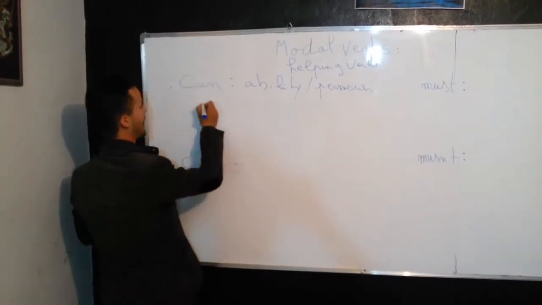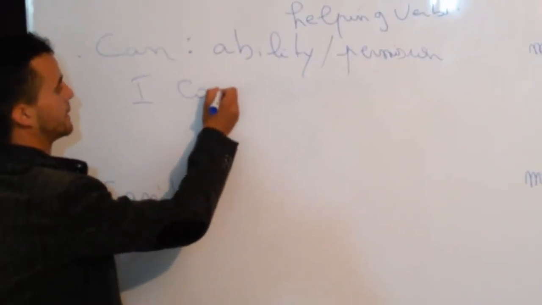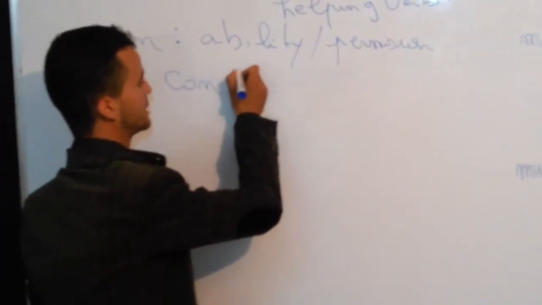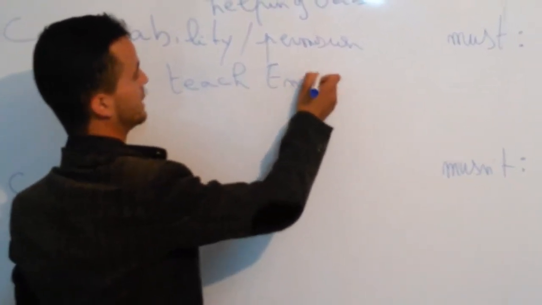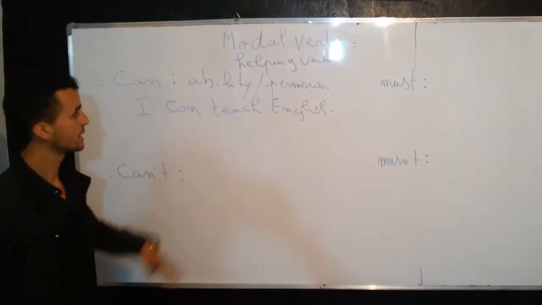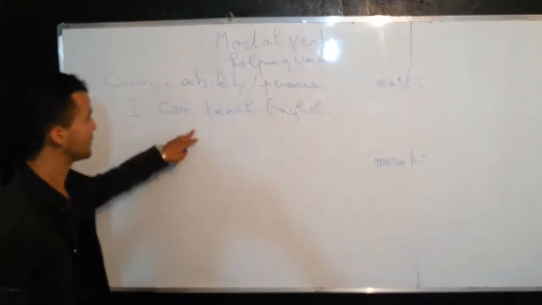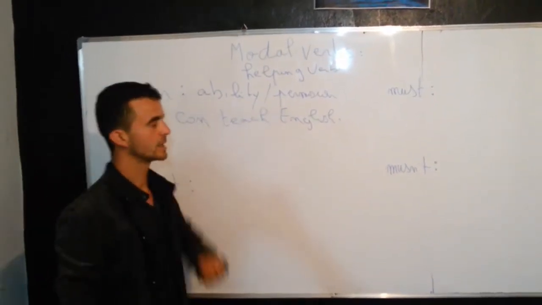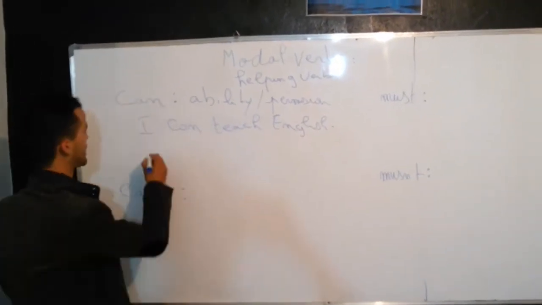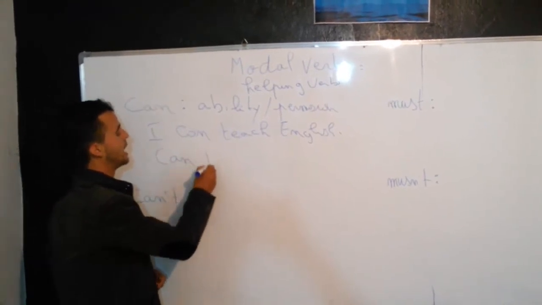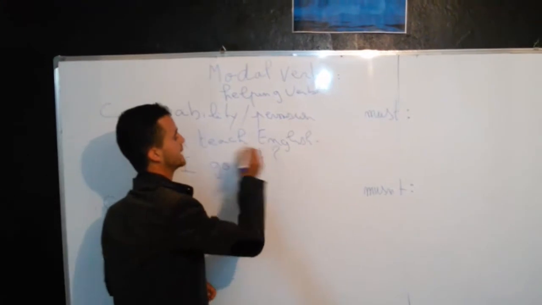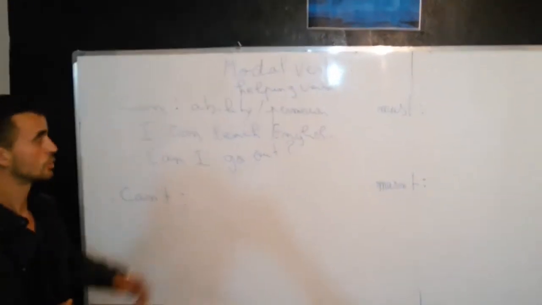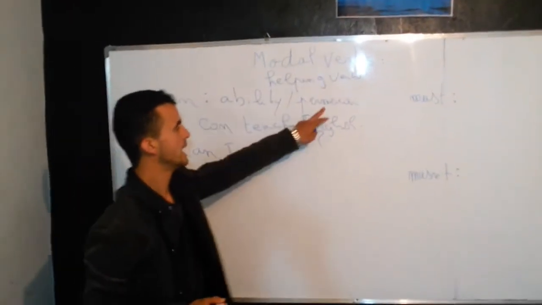For example, I can teach English. So here is the ability, meaning the capacity and the ability of teaching English. So this is an example of ability. Now let's see permission. Permission, for example, can I go out? Can I go out is a permission. So we use can with ability and permission.